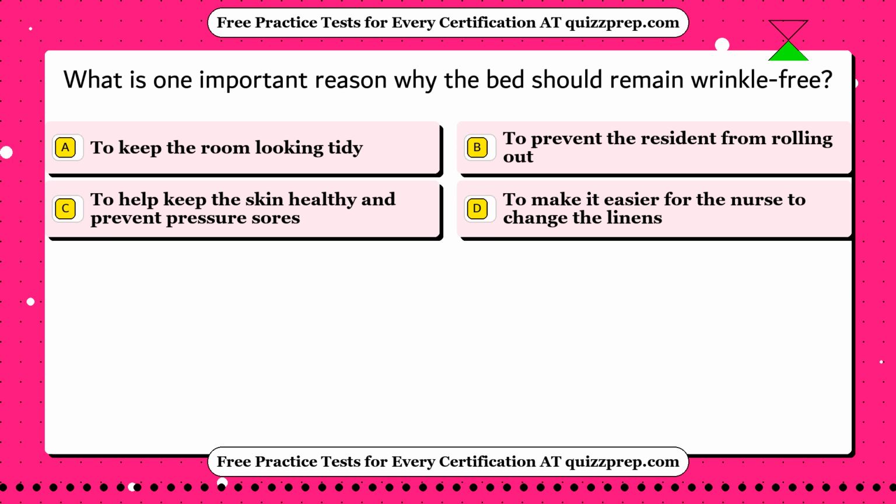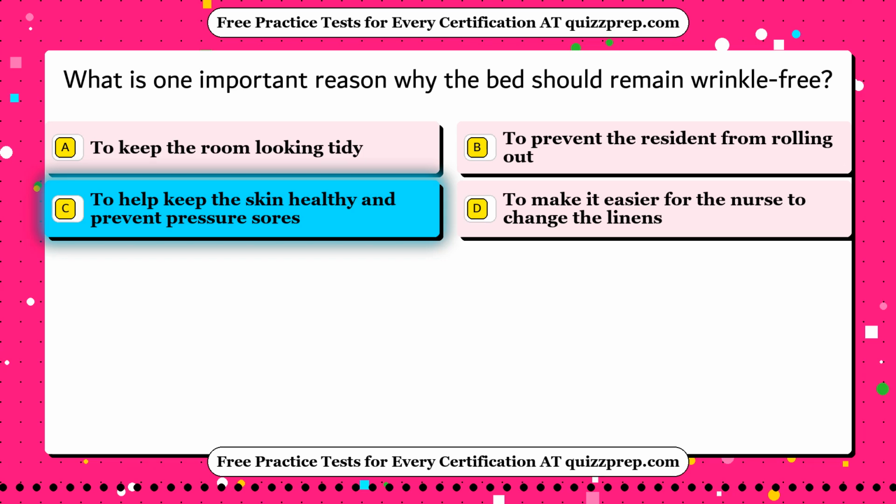Question 12. What is one important reason why the bed should remain wrinkle-free? Option A, to keep the room looking tidy. Option B, to prevent the resident from rolling out. Option C, to help keep the skin healthy and prevent pressure sores. Option D, to make it easier for the nurse to change the linens.